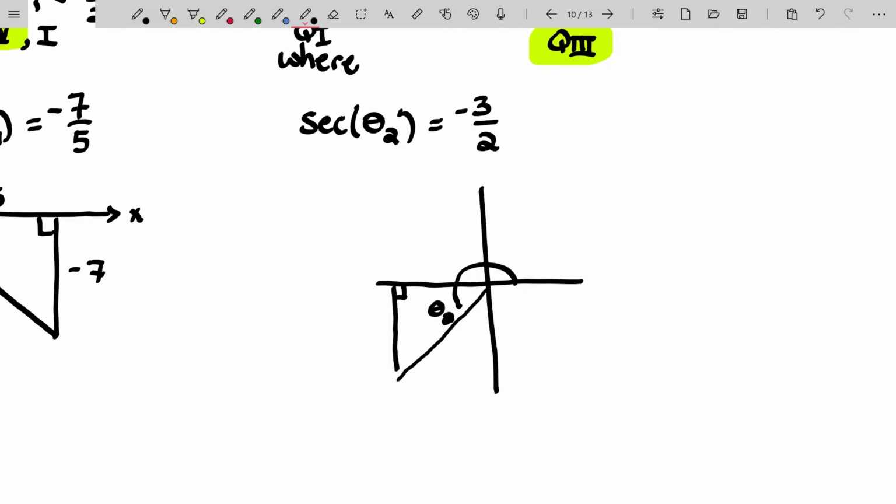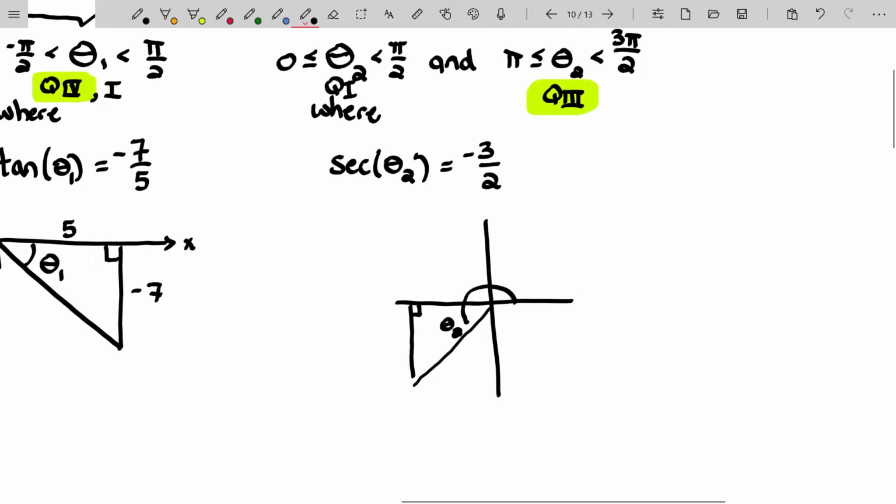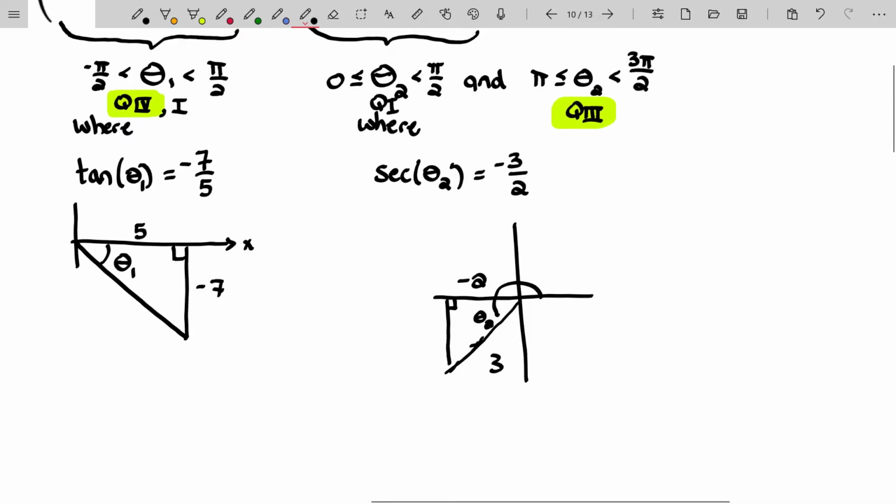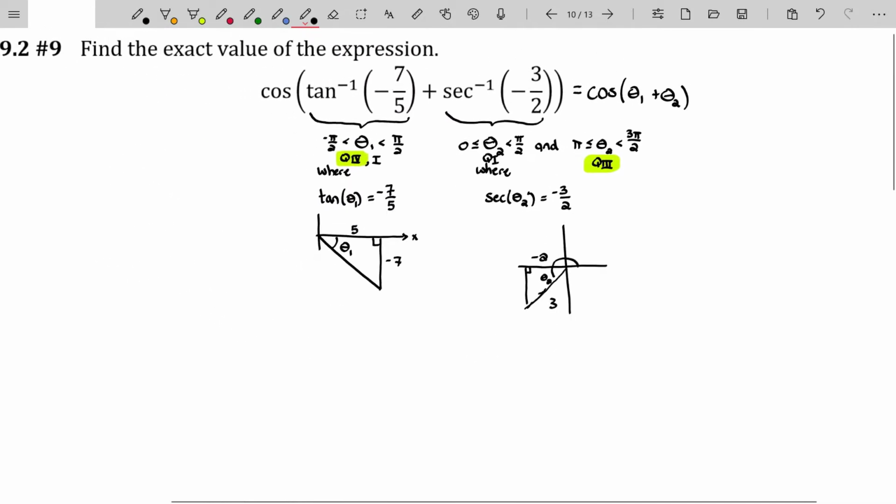And we know that secant is hypotenuse over adjacent. One of them has to be negative. And I mentioned it in a previous video, but I'll say it here again. Hypotenuses are never negative. So it must be the adjacent, and that totally makes sense because the x value is negative in quadrant 3. Now that I've drawn all that, I can continue with the problem.